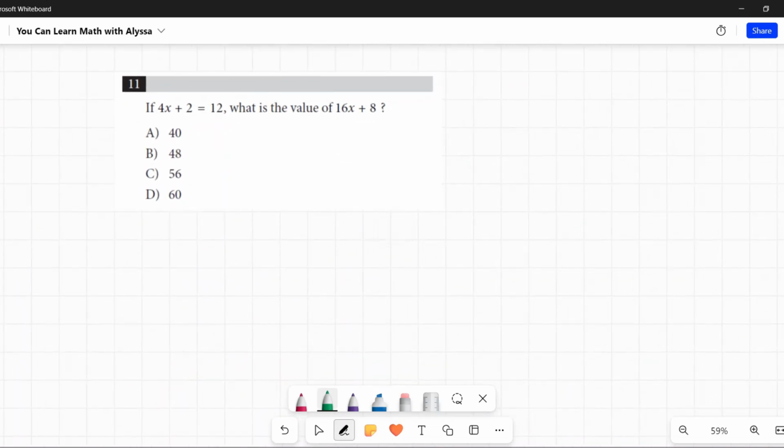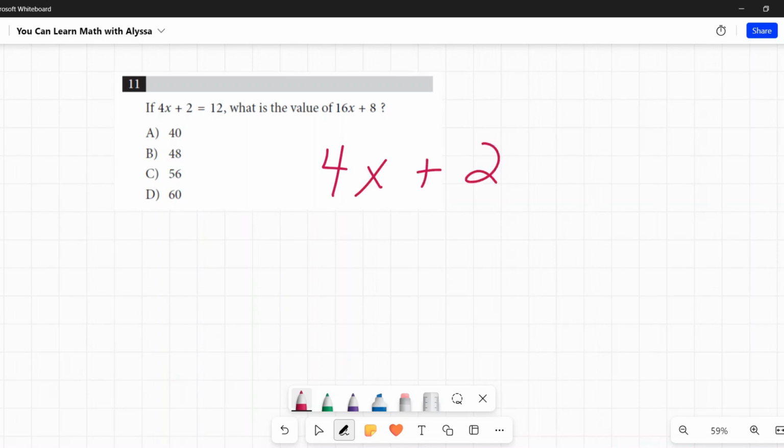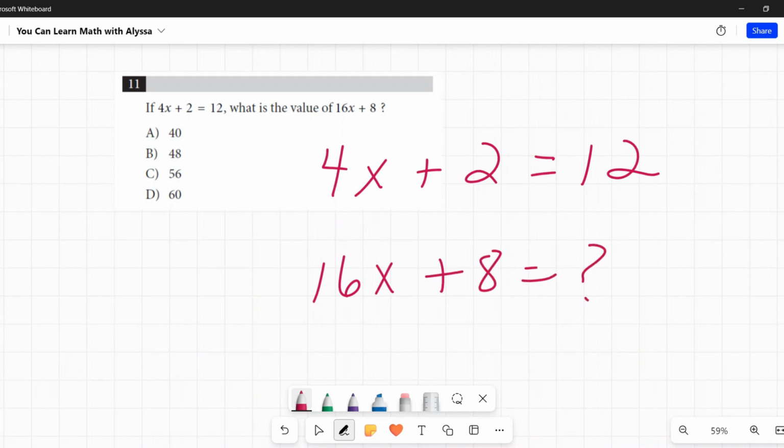Number 11: if 4x plus 2 equals 12, what is the value of 16x plus 8? Two different ways to do this one. A lot of problems in this particular section have had two different ways to do it. Either way works. It's mostly what makes the most sense to you. We have 4x plus 2 equals 12. 16x plus 8 is what we're trying to find out.